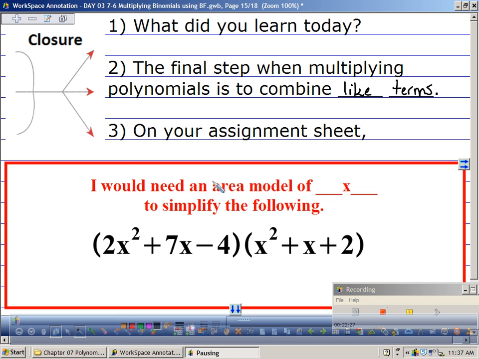Okay, on your assignment sheet, I would need an area model of blank times blank to simplify the following. What do you think, Christian? What type of area model do you think you would need to simplify this trinomial times a trinomial? A 3 by 3. Excellent.